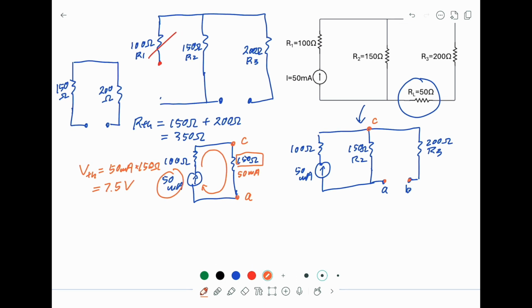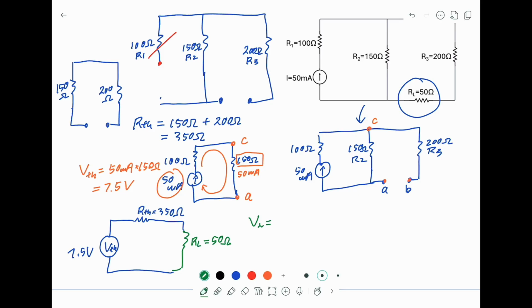So what it means is the whole circuit can be replaced by a Thevenin voltage, which is 7.5 volt, connected in series with a Thevenin resistor. This is equal to 350 ohm. And this is our load resistor. And this is equal to 50 ohm. Now we can calculate the voltage across RL.